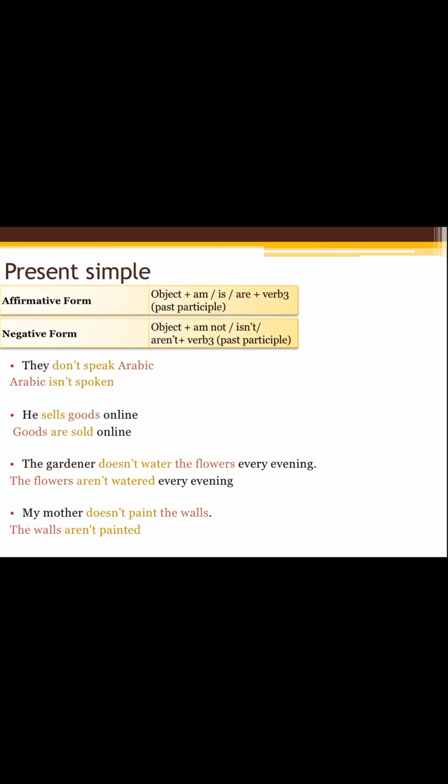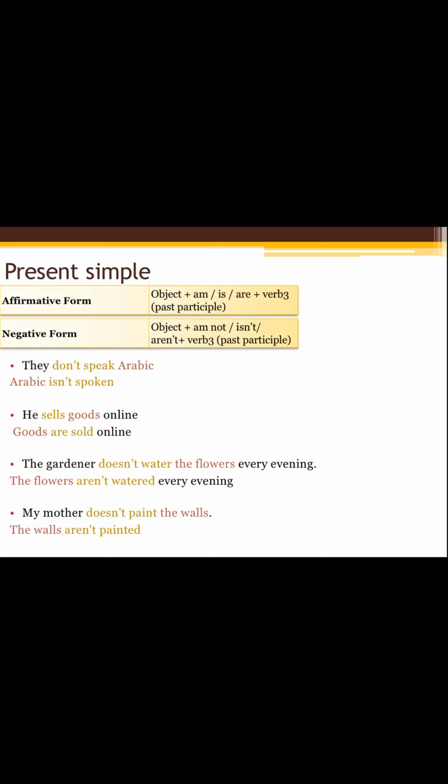How do I decide is, am, are? I decide according to the object. If the object is singular, is; if the object is plural, are; if the object is I, it should be am. Here the object Arabic is singular because it is a language. So we say isn't. Why isn't? Because the main sentence is in the negative form, so the passive sentence should be in the negative form. So Arabic isn't. We need verb 3.